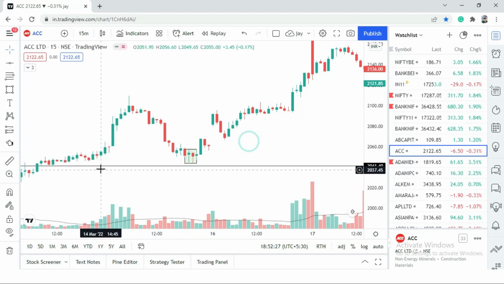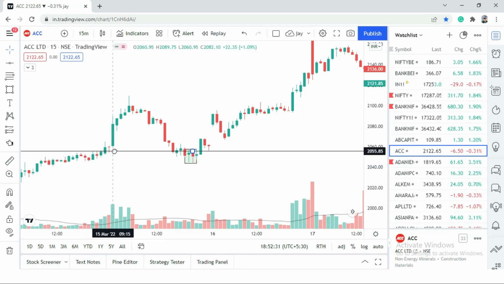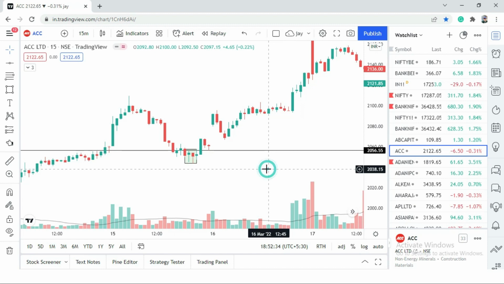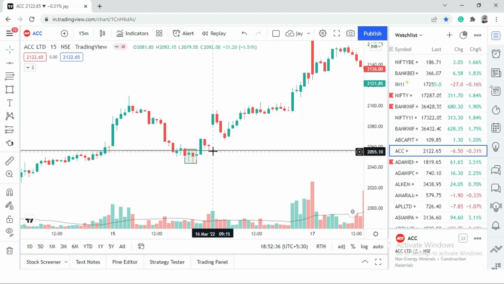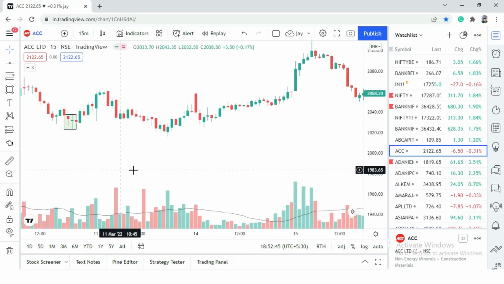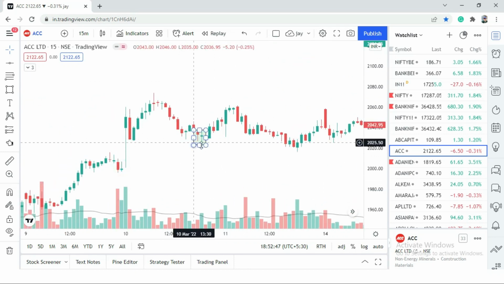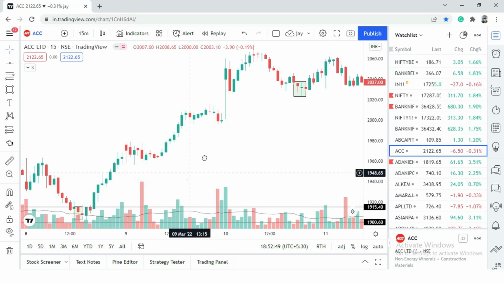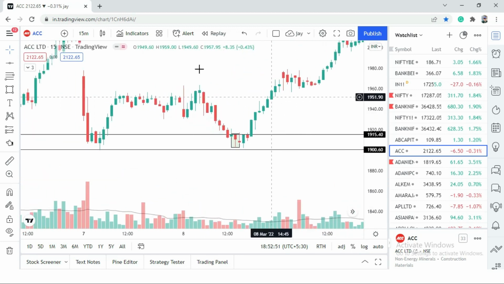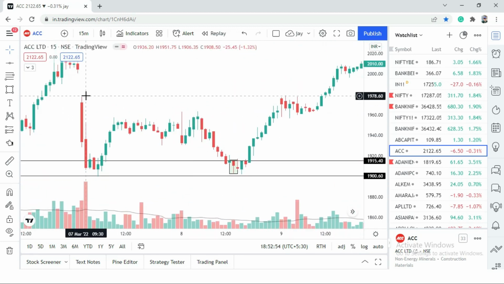Now we need to understand where we can enter. You should always put a trend line on top of that hammer candle. Whenever price crosses that level and sustains above it, you can enter with the stop loss at the lower level. I will show you another example also. This is also near support, and the ideal one I would like to show you is at this place.